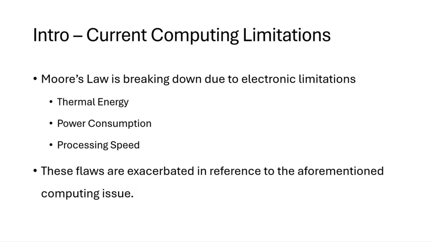For processing speed, electricity is limited to the low gigahertz range, which has difficulty keeping up with the ever-increasing processing demand. Previously limited by technology, this was smaller, but as with everything else, it kept increasing, but we are quickly approaching the physical limit of how fast the electrons can propagate to make the voltages and currents that are necessary. These flaws are exacerbated in reference to the aforementioned computing issue.